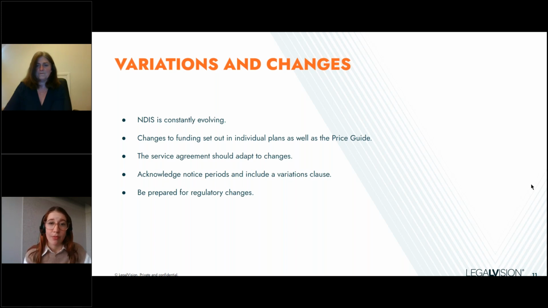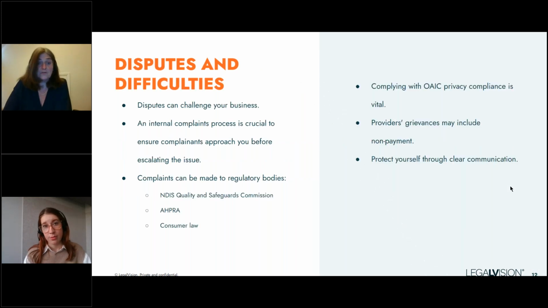Disputes can arise between yourself and your subcontractors and staff, as well as with participants. We're focusing mainly on the disputes with the participants at this stage, and we will be presenting a webinar later this year about disputes with subcontractors and employees. Participants who are worried about the quality or safety of the supports or services they are receiving can make a complaint to the NDIS Quality and Safeguards Commission. If you or your staff are regulated by the Australian Health Practitioner Regulation Agency, AHPRA, complaints can also be made to AHPRA. Privacy complaints can be made to the Privacy Commissioner, and in certain circumstances, complaints about services can also be made to the applicable Consumer Affairs regulatory body. This is particularly relevant if you're providing accommodation services.